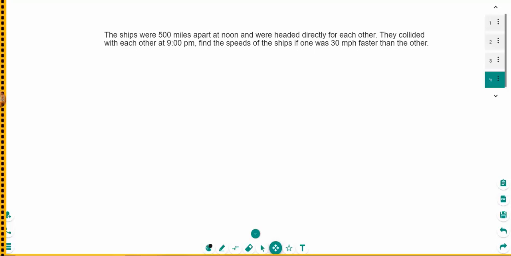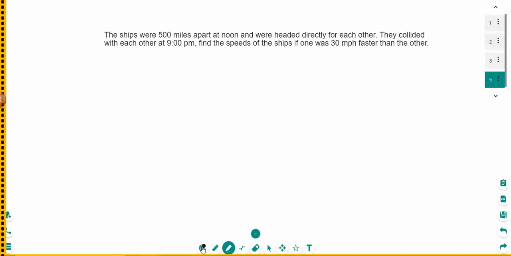So the ships were 500 miles apart at noon and were headed directly for each other. They collided with each other at 9 o'clock p.m. Find the speeds of the ships if one was 30 miles per hour faster than the other one. All right, so let's see if we can figure this out.